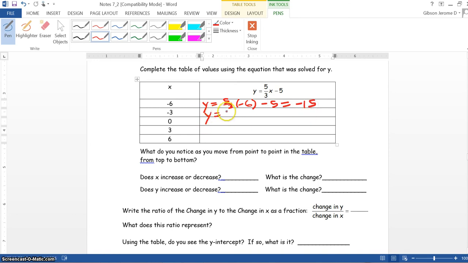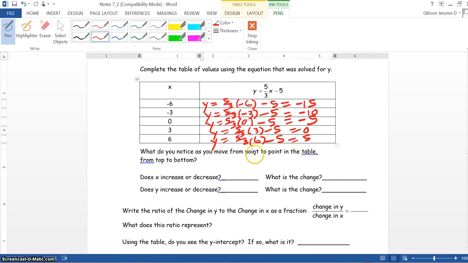So we have y is equal to 5/3 times negative 3 minus 5. And this also will give you negative 10. So we have y is equal to 5/3 times 0 minus 5. This will give you negative 5. We have 5/3 times 3 minus 5. This will give you 0. We have y is equal to 5/3 times 6 minus 5, which will give you 5.